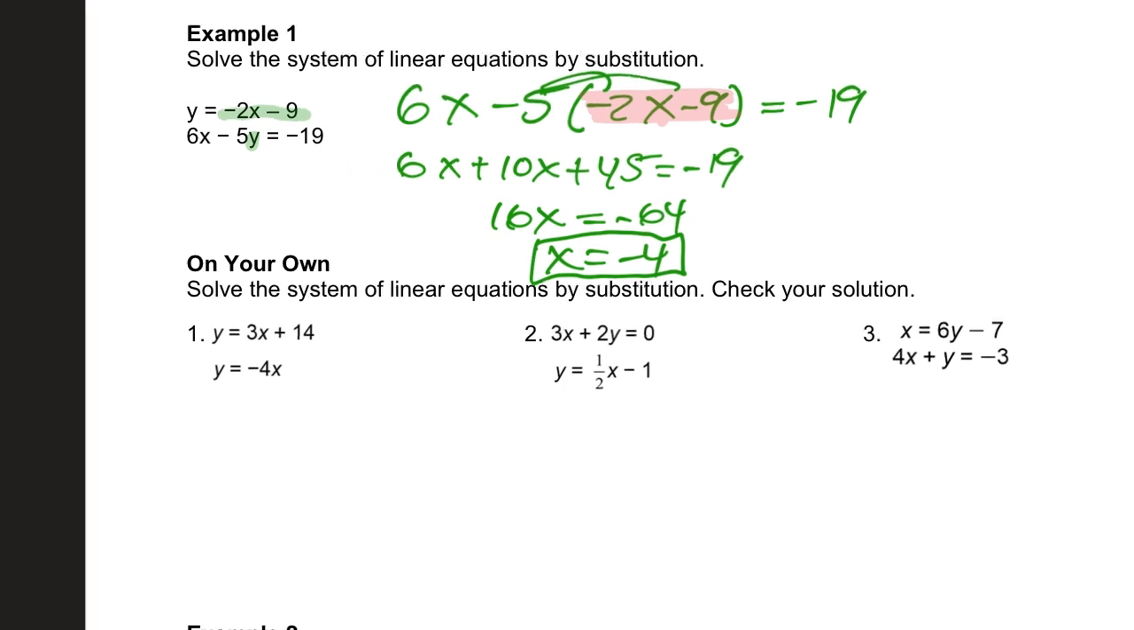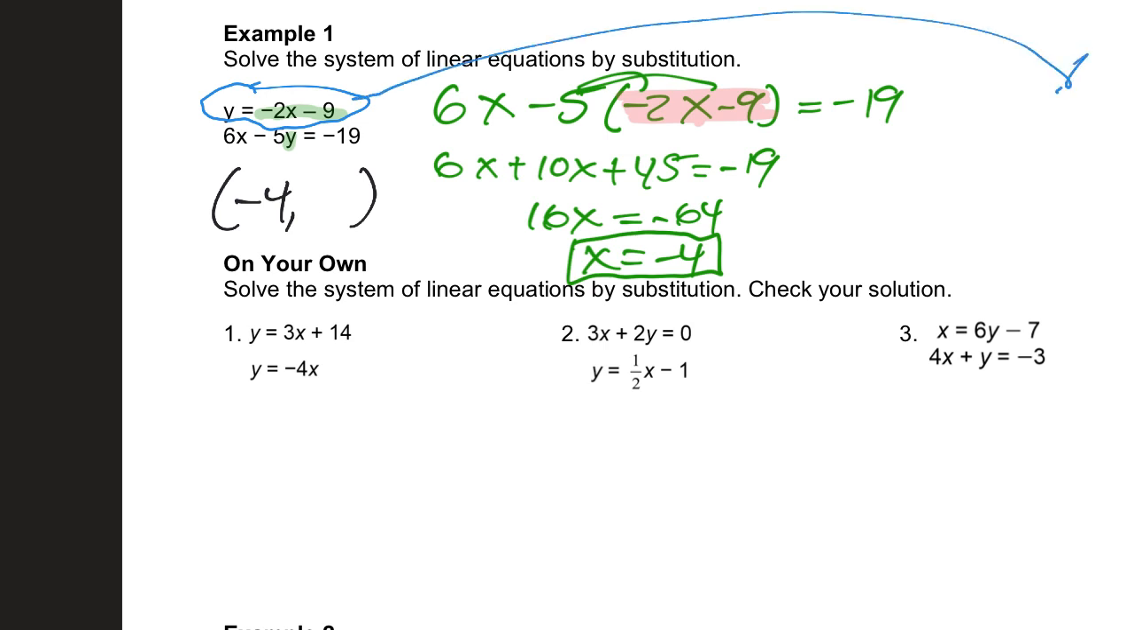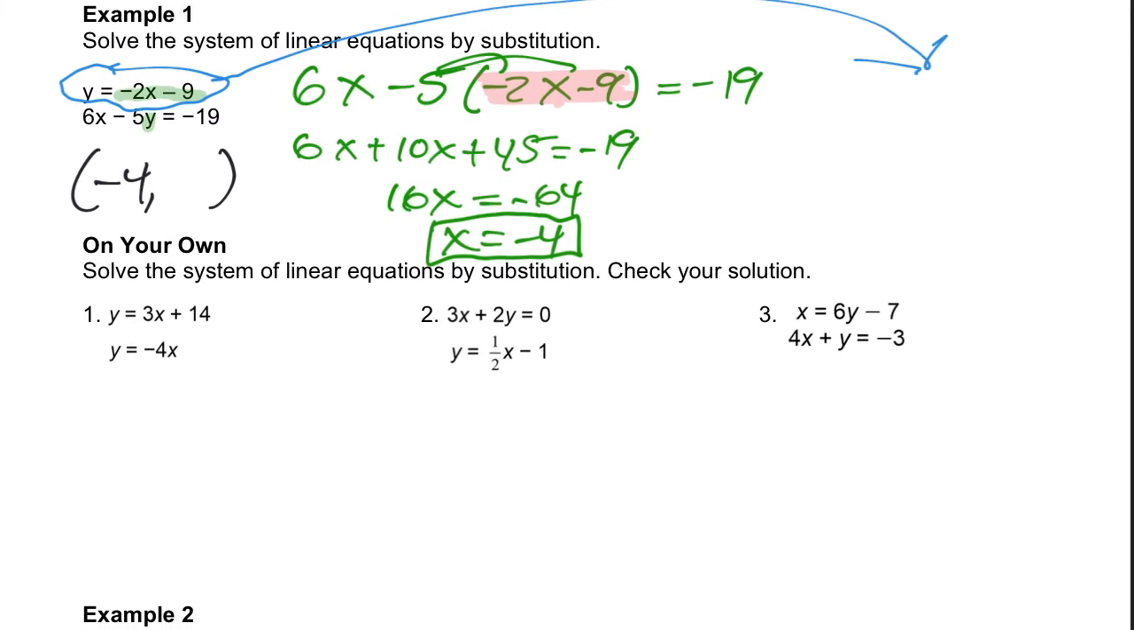So if I come over here to where I want my solution, my final answer, I know I'm going to have a negative 4 in for my x. Now what I want to do is I'm going to take this original equation right here, and I'm going to use that, but now I want to plug in negative 4 for my x. So here we go. Let's go ahead and write that. Let's write y equals negative 2, but instead of x, we're putting in the negative 4, then minus 9.